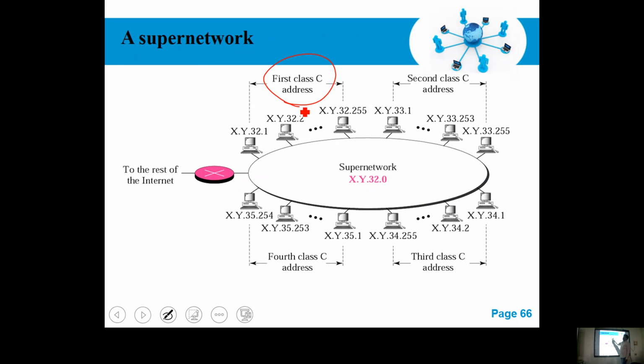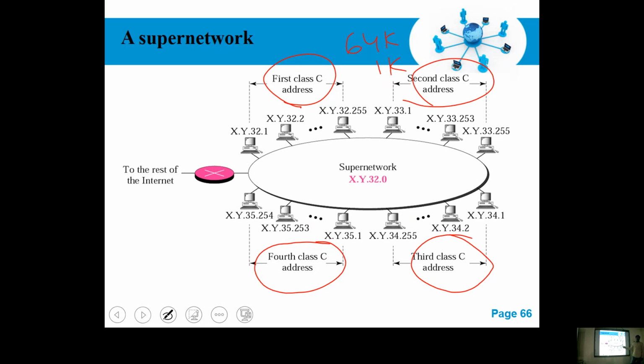So I have first class C address, 256 addresses, second class C, 256, third class C, 256, and fourth class C, 256. So there is an organization which requires 1024 addresses. Okay, so how can I allocate? I cannot allocate from class B because it has 65,536. Out of 64K, if I just utilize 1K to give to this organization, 63K will be wasted. But if I go with class C, I have just 256 addresses. So what I can do is combine 4 groups of 256 and form a supernetwork.